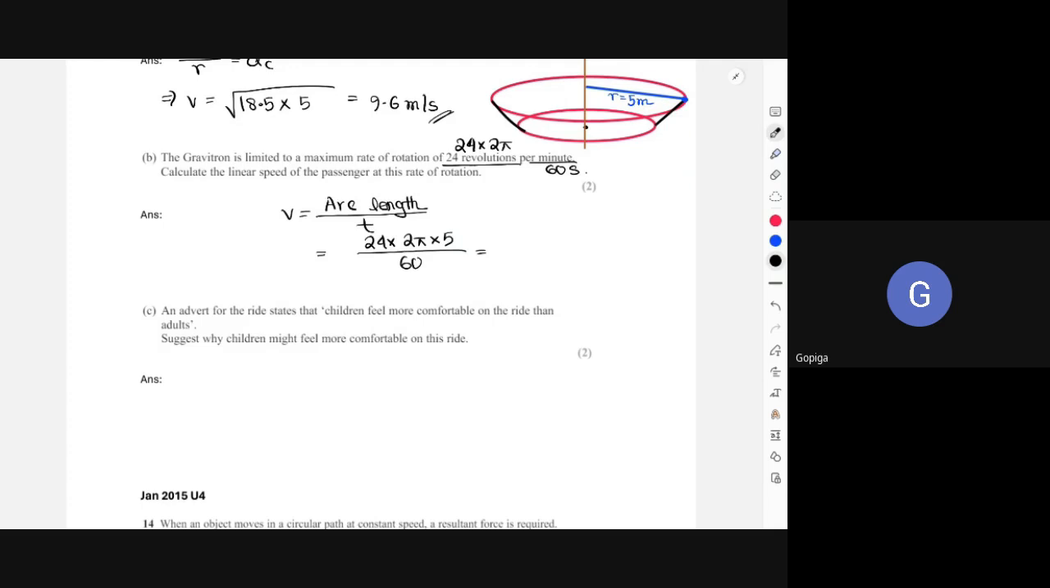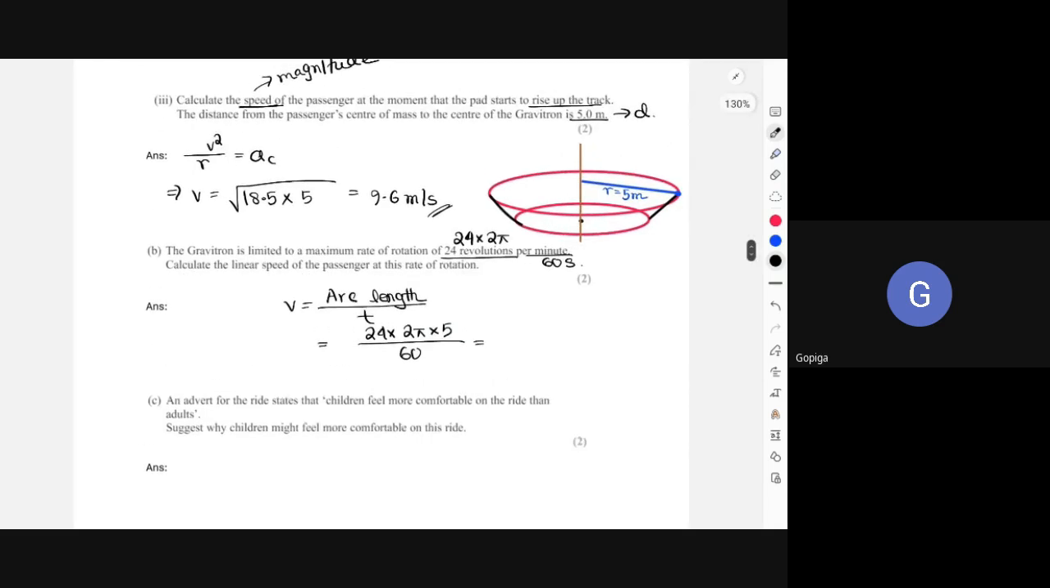Which part, Gopi? Ma'am, how are we able to use 5? Here, they're just asking for the linear speed, right? Yeah, linear speed for still the graviton. Right, inside the graviton, the radius would always be same because the customers, like the passengers, are always seated on the pad.